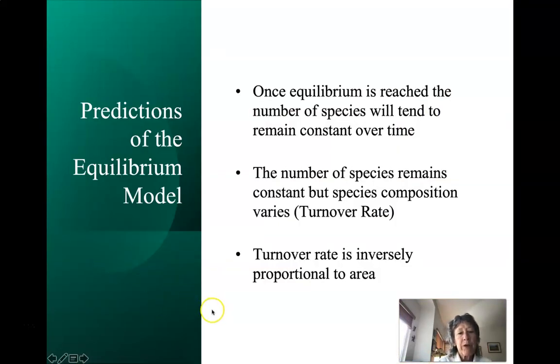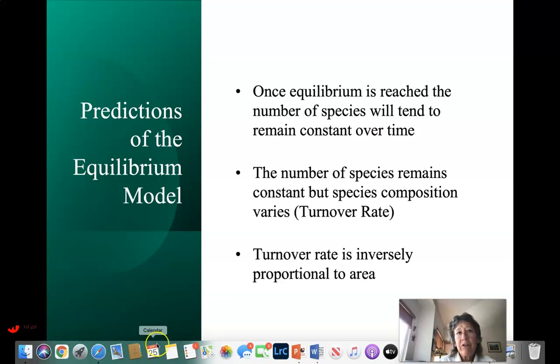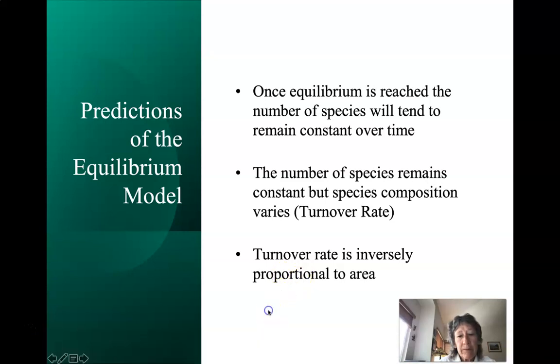And so what are the predictions of the model? Well, once equilibrium is reached, the number of species will tend to remain constant over time. Even though the number of species remains constant, the species composition varies. The number of species remains constant, but some species will go extinct and other species will arrive on the island. That change in species composition is called the turnover rate, and that turnover rate is inversely proportional to the area of the island.